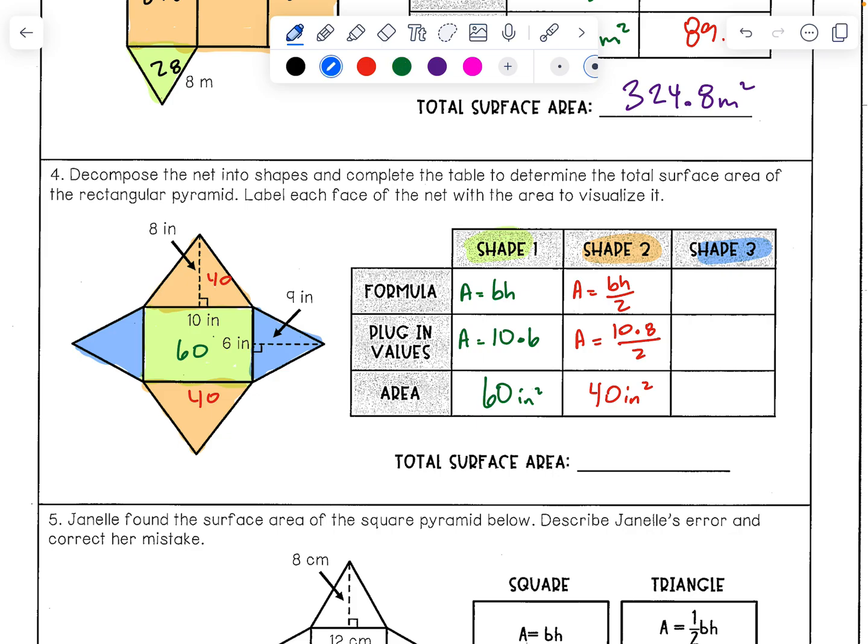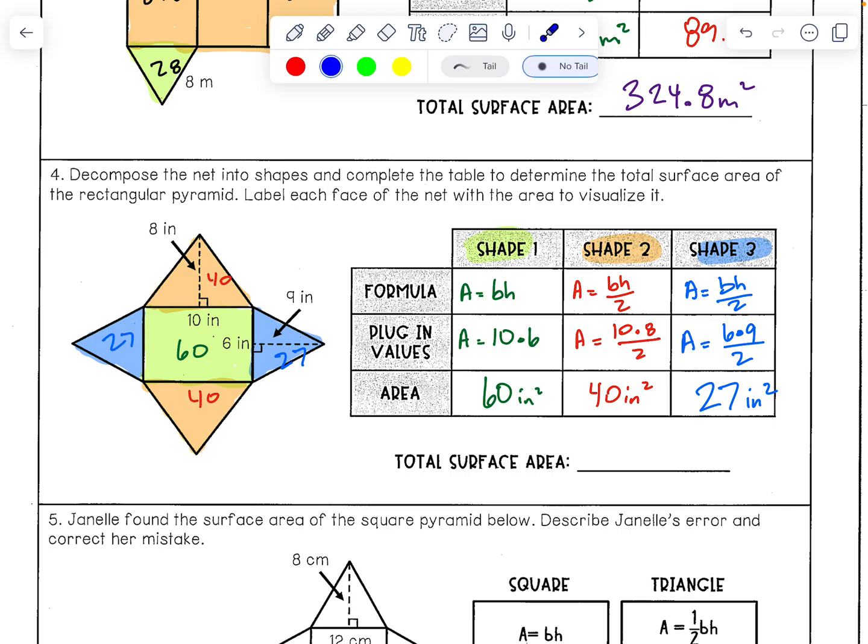And then finally, the blue triangles. You've got a base of 6 and a height of 9. And the area of a triangle formula, of course, is base times height divided by 2. The base is 6, the height is 9, and we divide by 2. I believe that is 27 square inches. So this is going to be 27. That's also going to be 27.